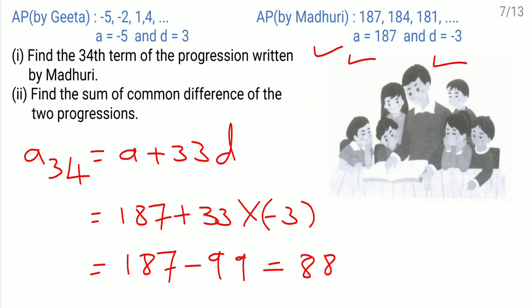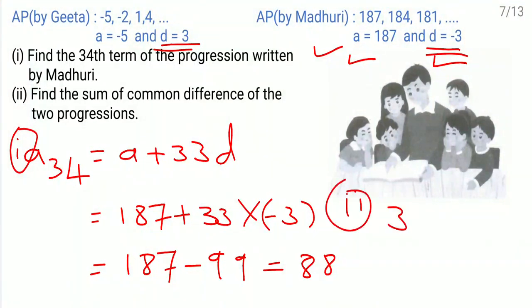Come to the second question. Find the sum of the common difference of two progressions. See, common difference here. This is +3. This is -3. So the answer of the second question will be 0. So here I'll just write down 3 minus 3, which comes as 0.